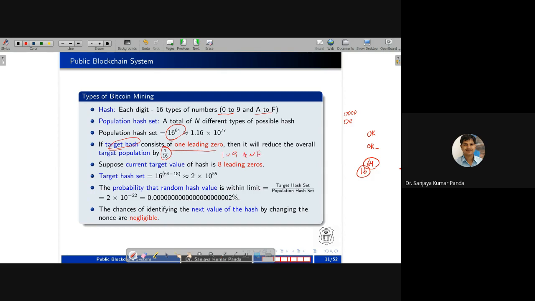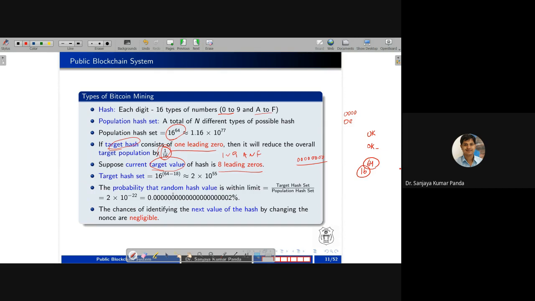Suppose, for example, I am telling another situation where the target hash has 8 leading zeros. So you know that the first eight digits are zeros only. In that case, the target hash set is nothing but 16 to the power 64 minus 8. Okay, so the probability is 1 by 16. Here it is 16 to the power 64 minus 8.